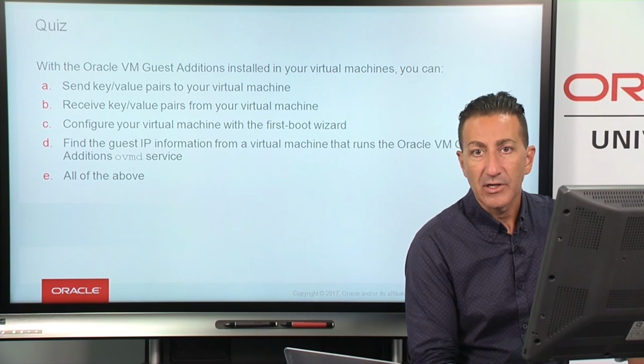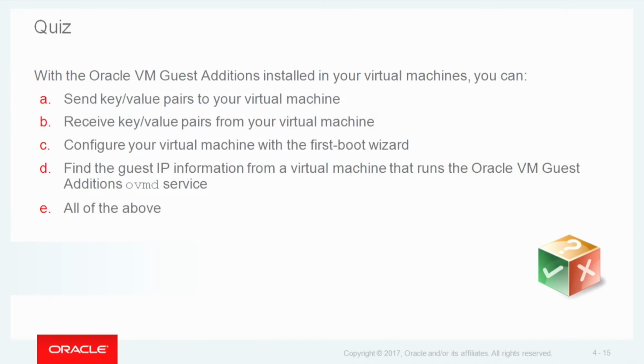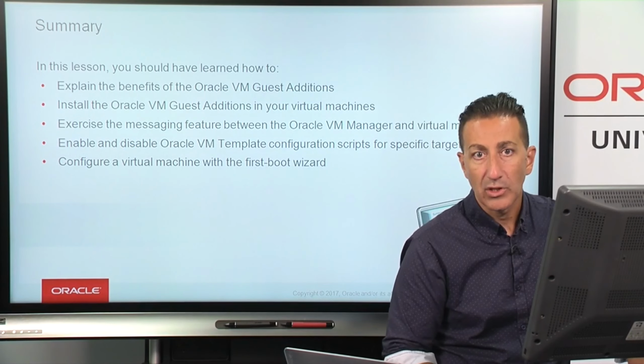Configure your virtual machine with the first boot wizard and find the guest IP information from a virtual machine that runs the Oracle VM Guest Additions of VMD series. All of the above. The correct answer to this question is E. All of the above. Well, that's all for this.